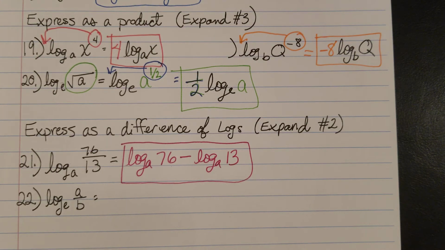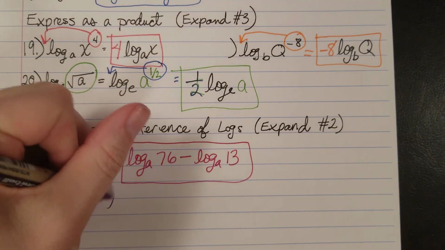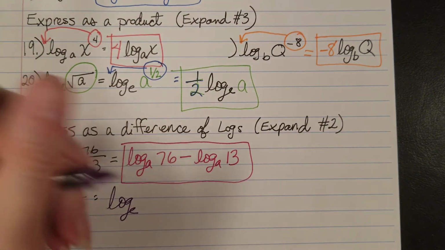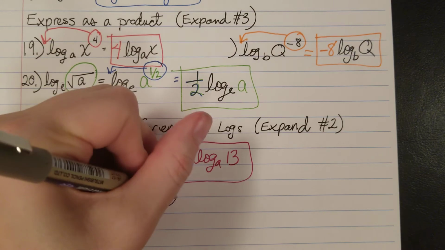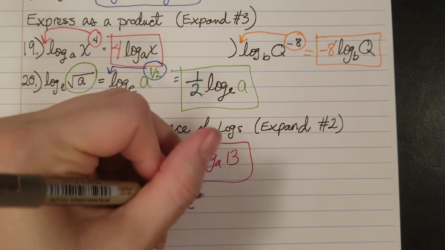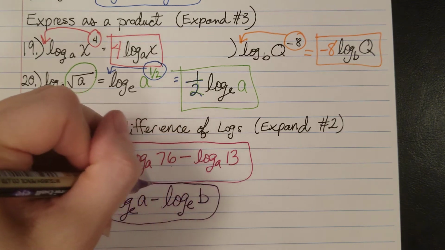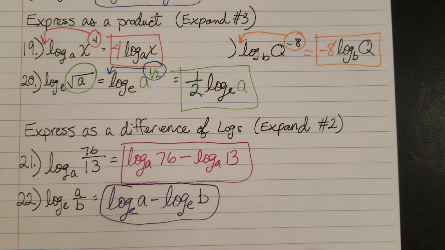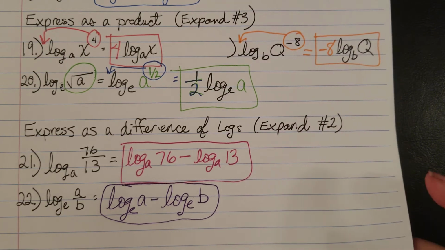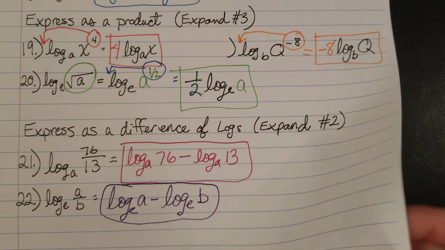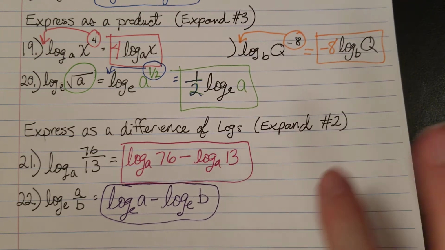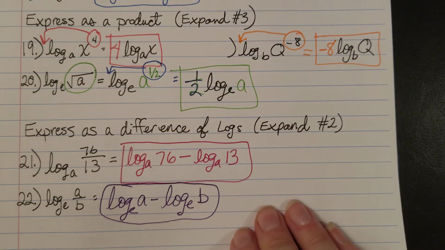Okay, and number 22. So that would be log base E of A minus log base E of B. Okay.